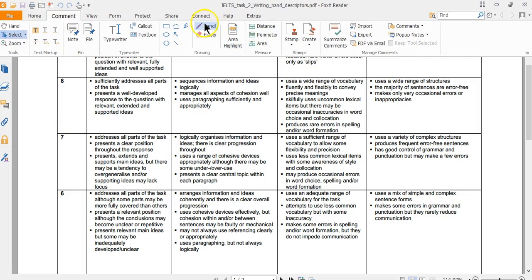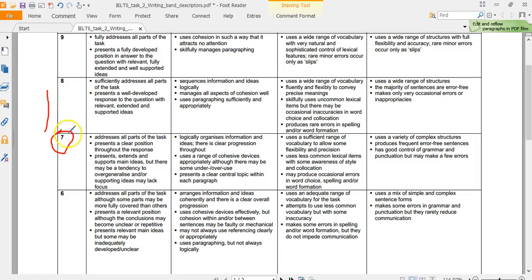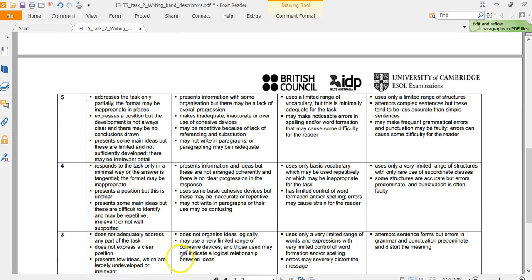So where's my pen? If we're looking for 7, which most of you are, and above, clear central topic, every paragraph, okay. Logical organization of information, a progression, clear position, presents, extends, and supports your main ideas. So if you've got a very general introduction, it presents information and ideas, but there's no clear progression in the response. The format may be inappropriate.